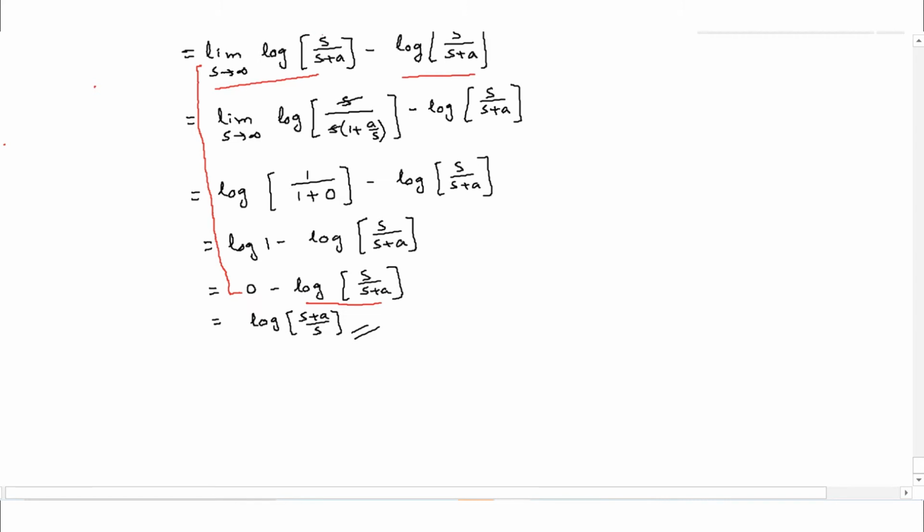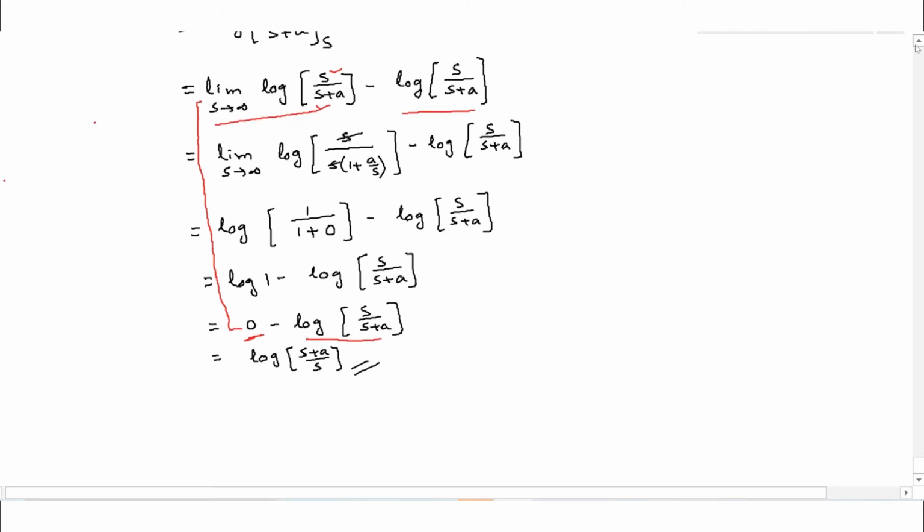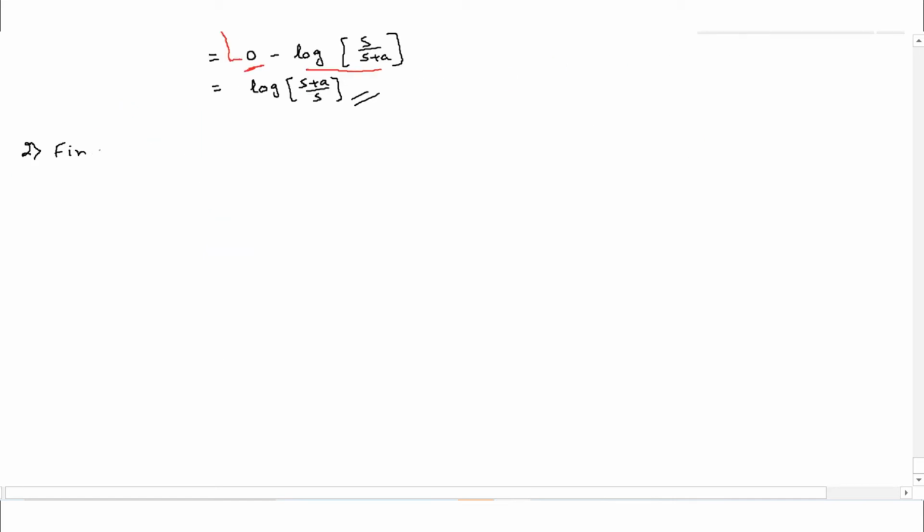which means this entire expression that I have done, I have made this as 0, which means for every problem, whenever s is tending to infinity, whenever you have in the numerator s and in the denominator s, ultimately the value will reduce to 0. So if you want to do it directly over here, you can directly write this expression to be equals to 0 minus, what do you get? Log of s by s plus a. This is how you can do it directly. So we have got the final solution to be equals to log of s plus a by s. Let us move on to the next question.